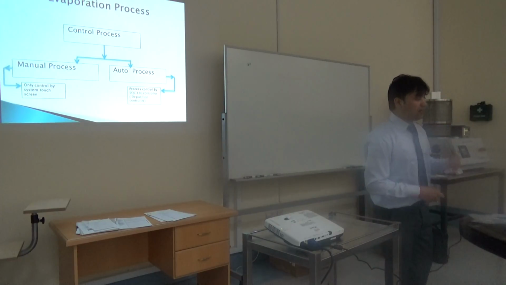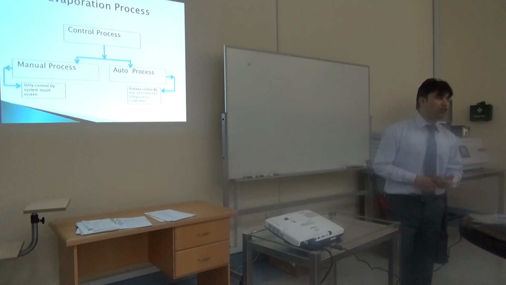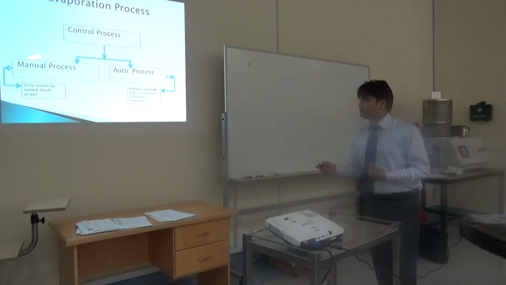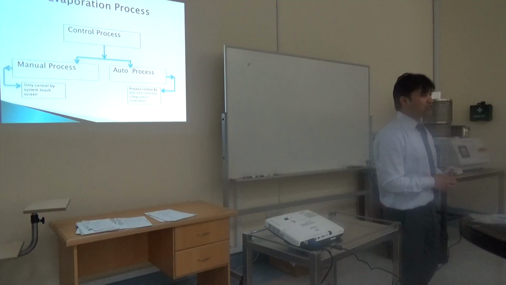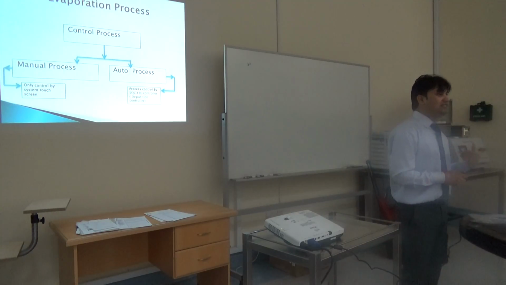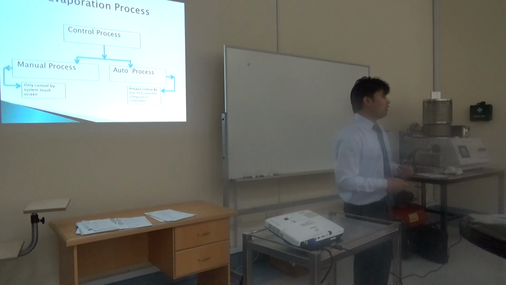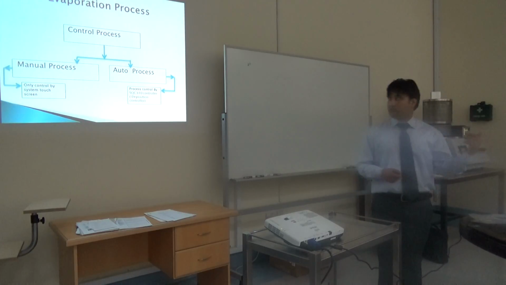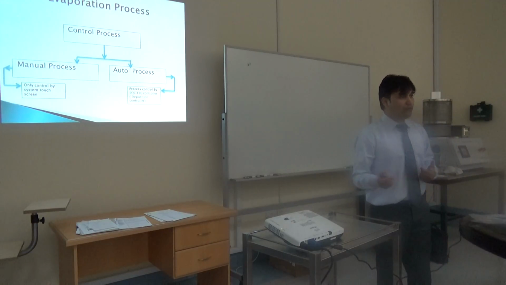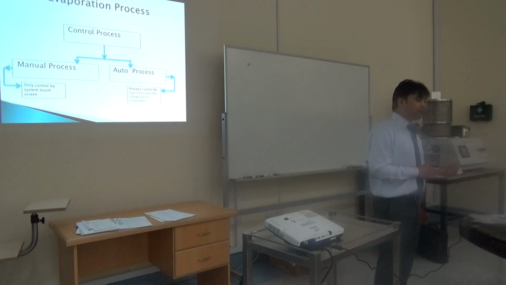When discussing the process, we categorize it into two parts. One is called the manual process, the other is called the automatic process. In the manual process, we can control our process with the help of a small LCD display. Next, in the automatic process, we control the process with the help of another controller, the SQC310.